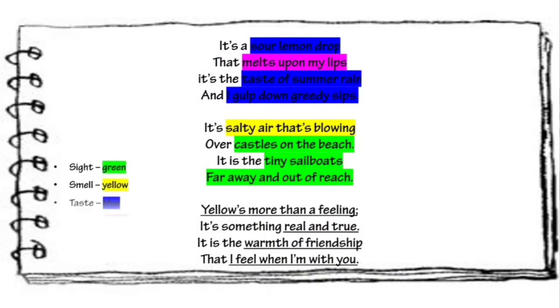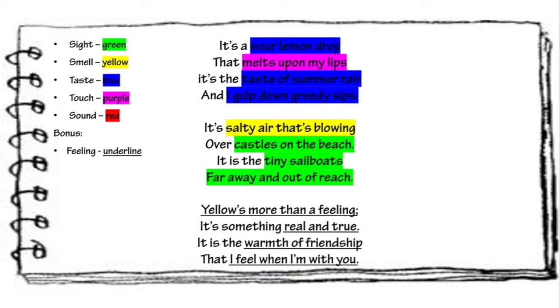Next, for the taste, it's a sour lemon drop. For touch, that melts upon my lips. Taste, it's the taste of summer rain, and I gulp down greedy sips. Smell, it's salty air that's blowing. Sight, over castles on the beach. It is the tiny sailboats, far away and out of reach.